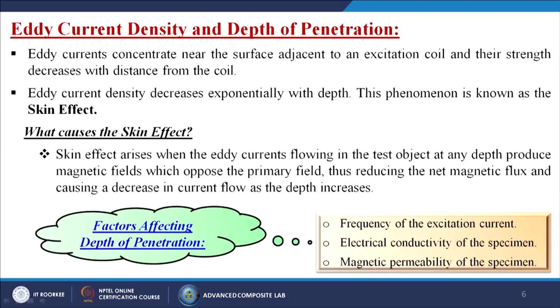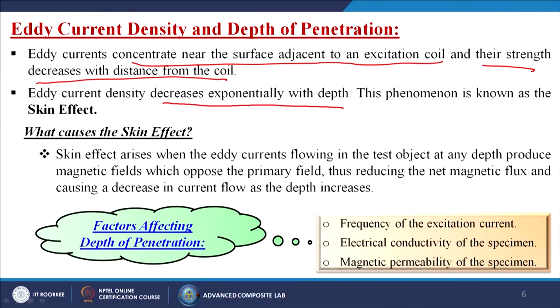Next is eddy current density and depth of penetration. Eddy currents concentrate near the surface adjacent to an excitation coil and their strength decreases with distance from the coil. So, that means a thin sample can be detected more easily than a thick sample. Eddy current density decreases exponentially with depth. This phenomenon is known as the skin effect.